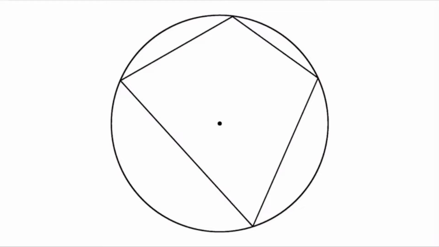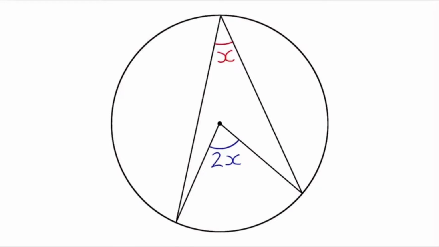Let's start with the basics that you'll need to know. Firstly, a cyclic quadrilateral is a four-sided shape where all four corners touch the circumference. For example, the shape in this circle here. We'll come back to this. You'll also need to know the theorem of the angle at the centre of a circle is double the angle at the circumference. Again, if you do not, you should watch my previous video where it's covered in detail.